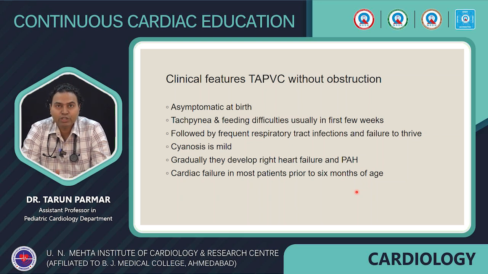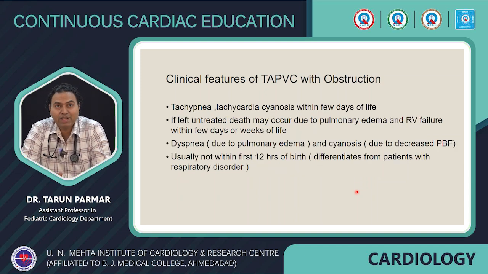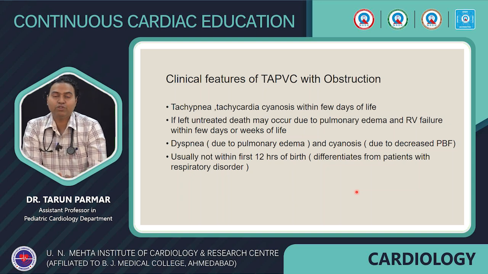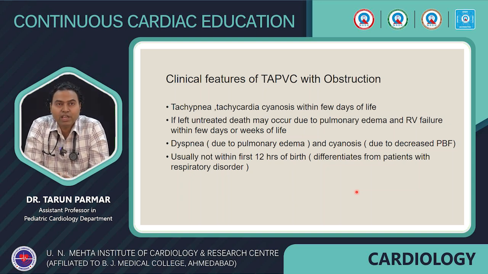Tachypnea and feeding difficulty usually occur in the first few weeks of life, followed by respiratory infection and failure to thrive. Mild cyanosis, and gradually they develop right heart failure and PAH, with cardiac failure in most patients prior to 6 months of age. And with obstruction, tachypnea, tachycardia, cyanosis, etc., these patients are very sick during the initial period of time. If left untreated, they succumb to death due to pulmonary edema and RV failure in the first few weeks of life.